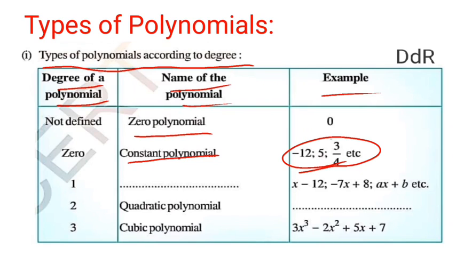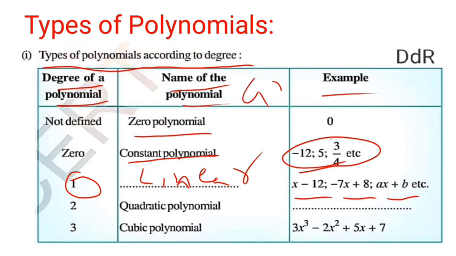Next one is, degree of a polynomial is 1. Then what is the name of the polynomial? Yes, linear polynomial. Observe the examples. x minus 12, its degree is 1, linear polynomial. Minus 7x plus 8, its degree is 1, so linear polynomial. ax plus b, degree is 1, so it is a linear polynomial.